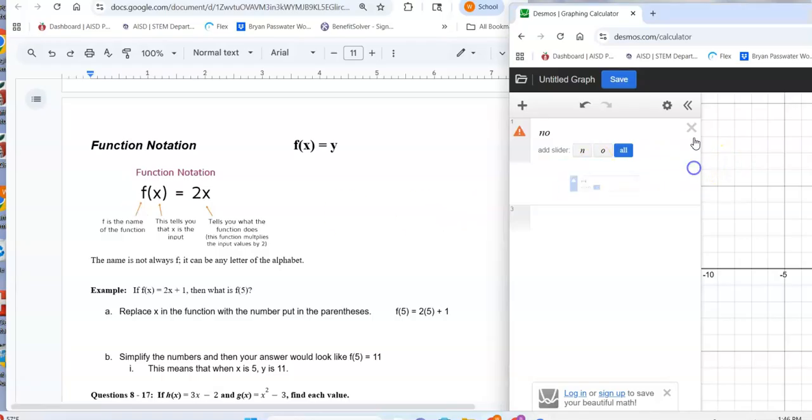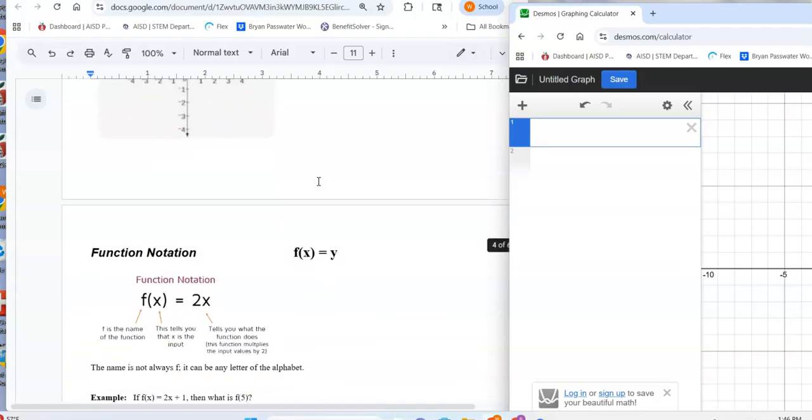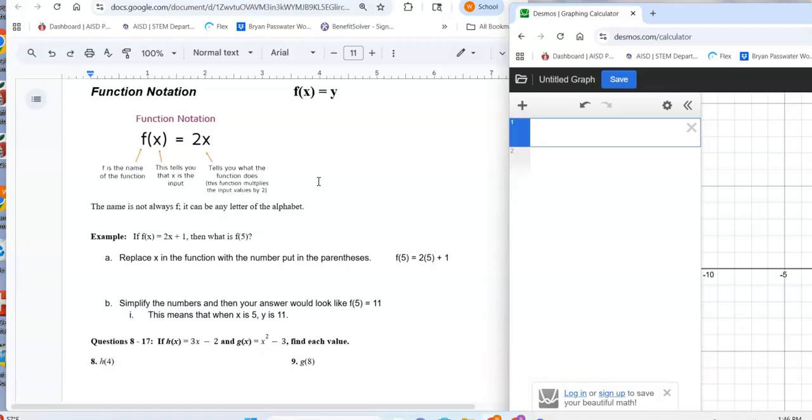Now let's do function notation. This is about identifying if you have a function, and if you have a function, you can make it into function notation. Function notation is another way to express equations on a coordinate plane. So this is f of x. I say f of x equals 2x. The f is just the name of the function. It's not always f; I could have written g of x equals 2x, that doesn't matter. It could be any letter of the alphabet, honestly. So the f is a name.